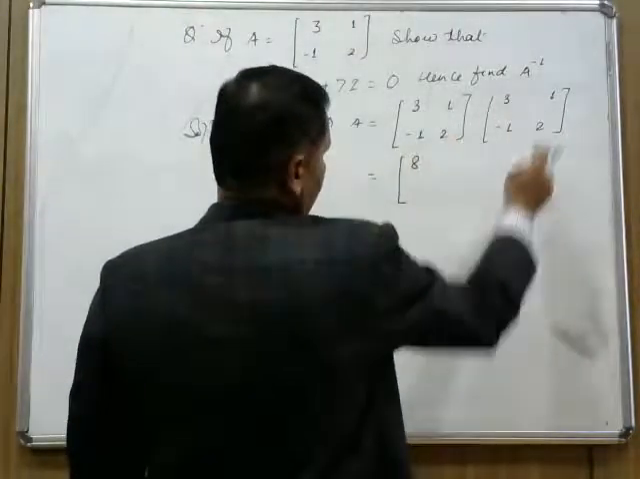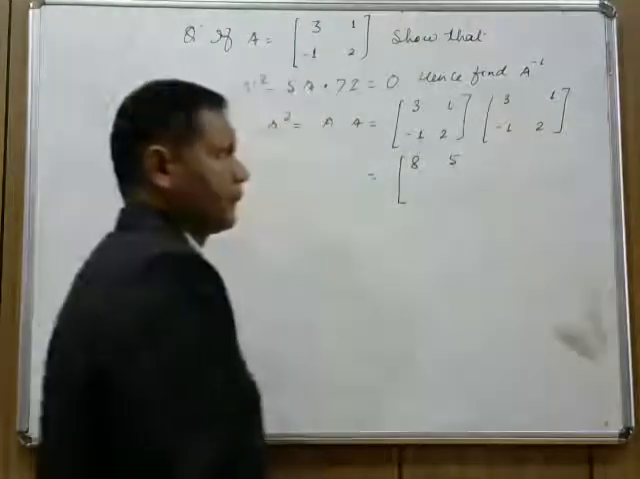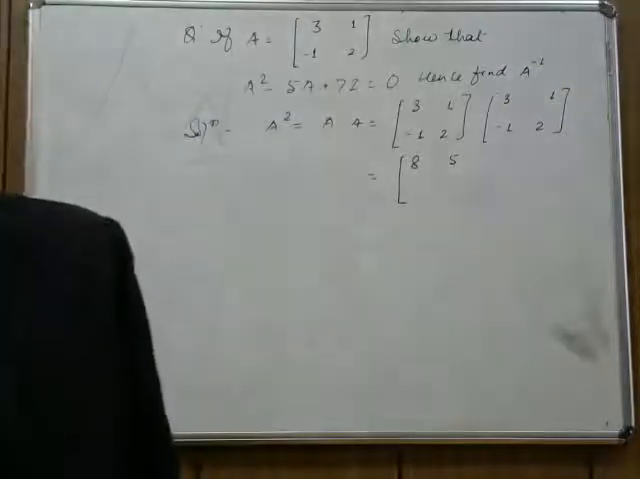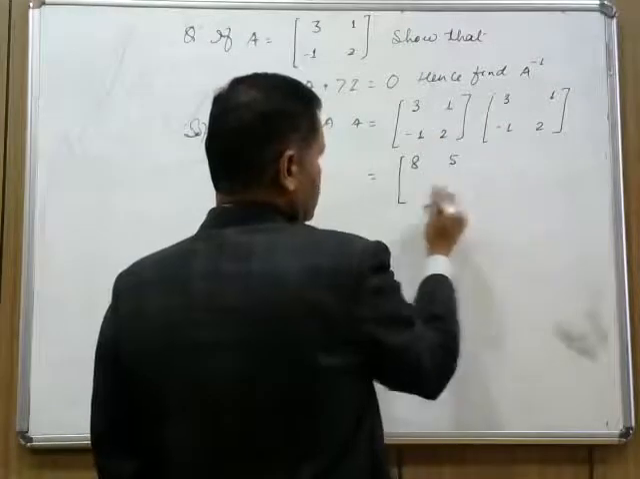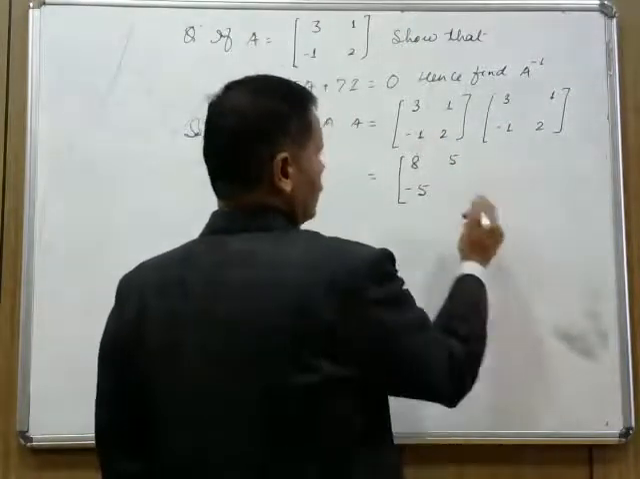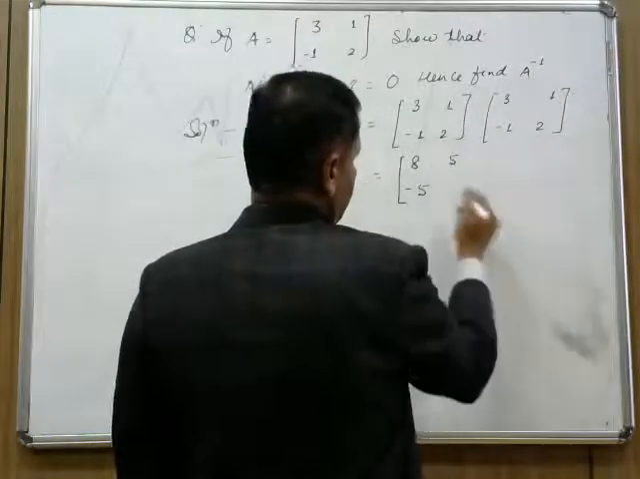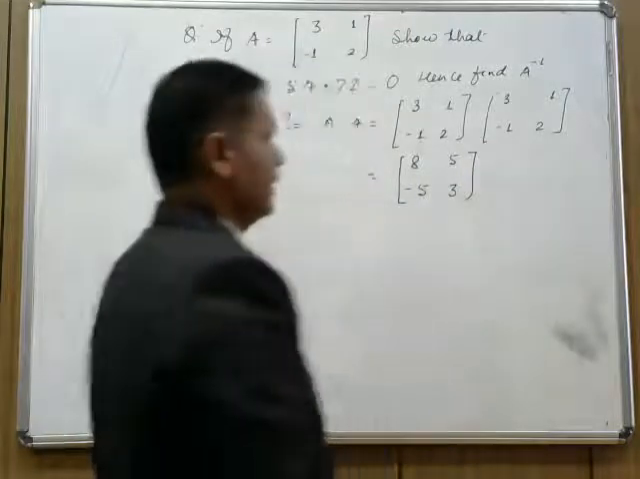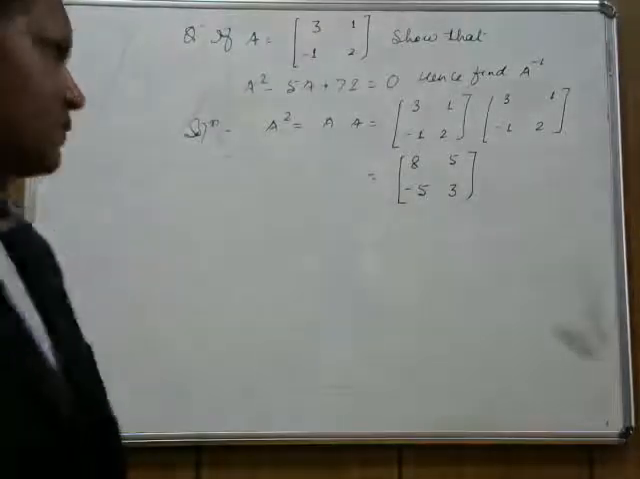Now 3 into 1, 3, plus 2, 5. Right? Now minus 1 into 3, minus 3 and minus 2, minus 5. Again minus 1 into 1, minus 1 and 4. Minus 1 plus 4, 3. Now 8, 5, minus 5 and 3. This is the value of A square.